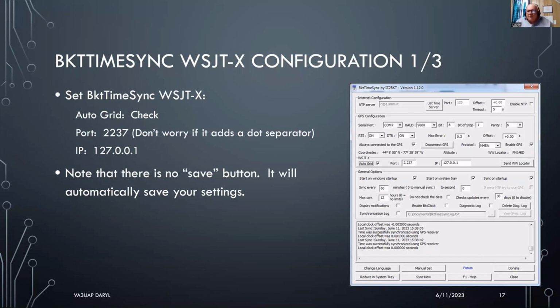Daryl, I have another question for you. Does the IP address come in automatically, or do I have to enter my own IP address? It might be recommended, but enter your own if it's not what you want. This is what you want. You want it to read a check mark beside AutoGrid. You want to read 2237 there, with or without a dot. Okay. And you want it to read 127.0.0.1 for an IP. You don't want it to read anything else.